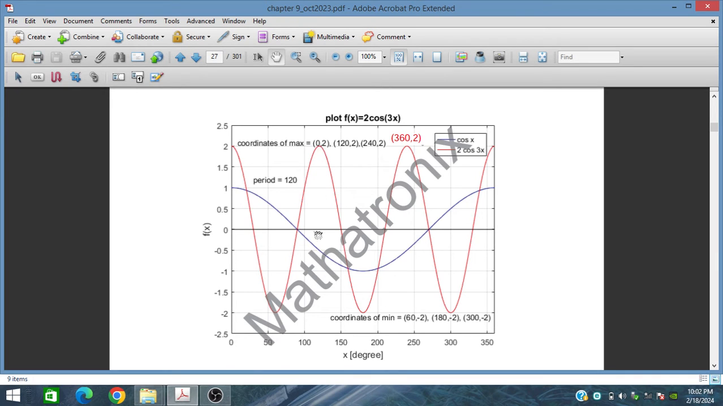So the period is from 0 to 120 degree, and the amplitude is 2, and the maximum coordinates are this one, this one, this one, and this one. At 4 places, 1, 2, 3, 4. The minimum values are this, this, and this.